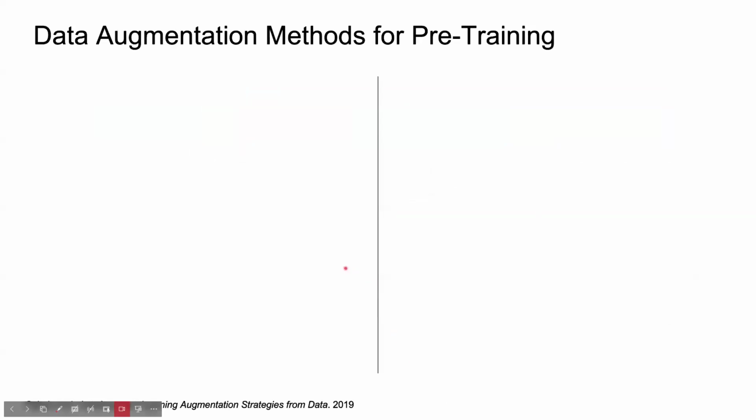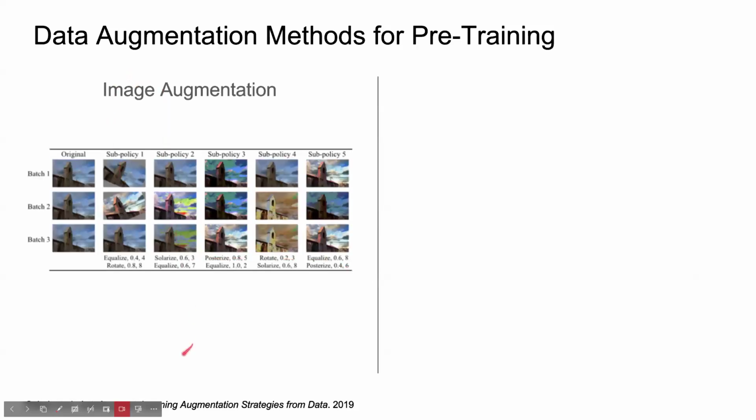And so for some of the image text pairs, they apply data augmentation. For images, they use a technique called auto augment, and they apply some transformations such as equalize, rotate, solarize, and you can see some of the effects here on this building of a church.